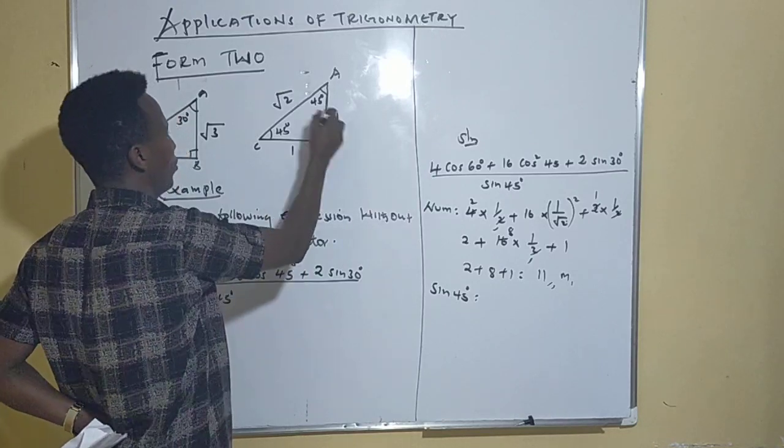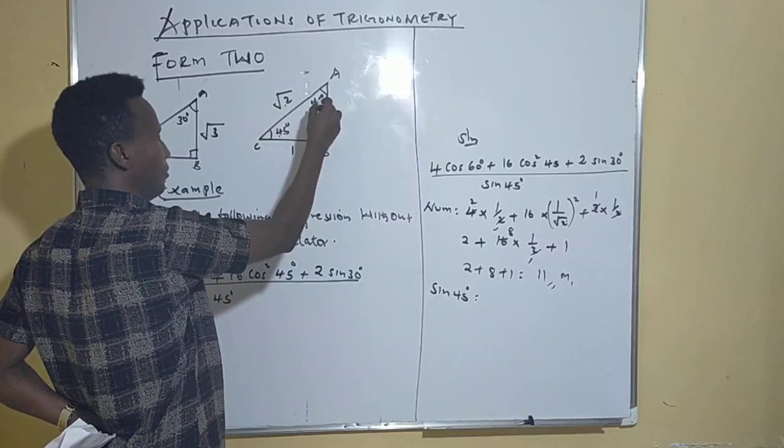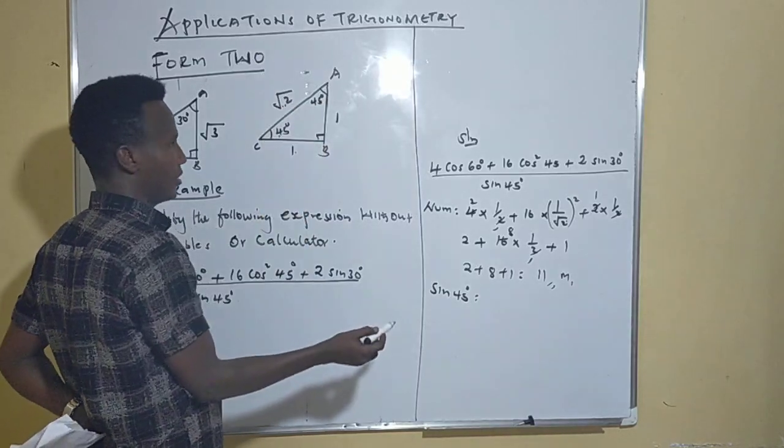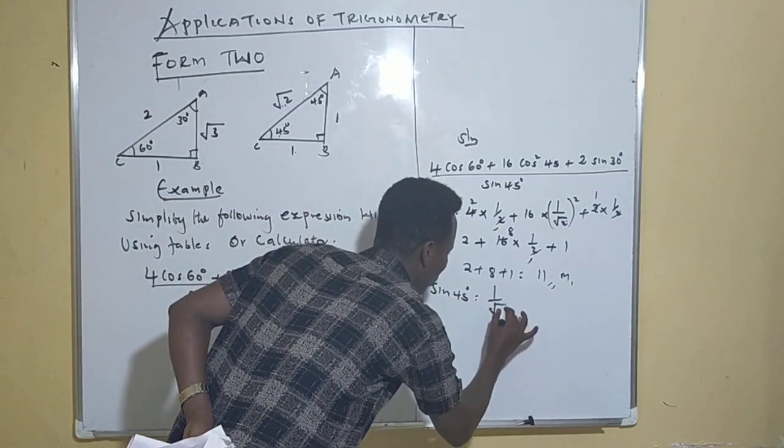Sine is what? Opposite over hypotenuse. The moment you're here, opposite over hypotenuse. Or the moment you're here, you can say opposite over hypotenuse. It's one and the same. So sine 45 is also 1 out of root 2.